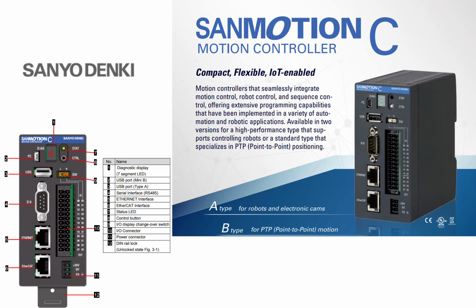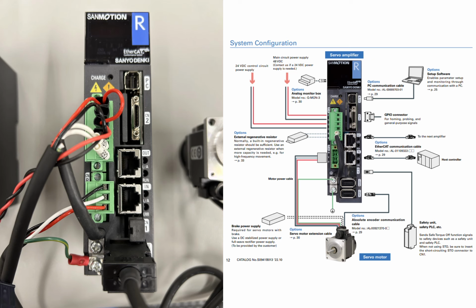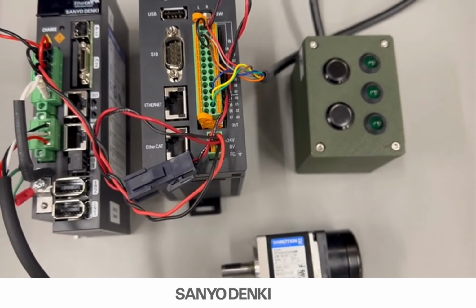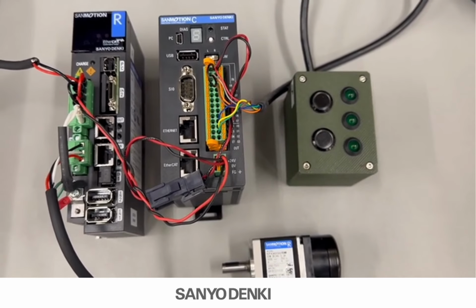In this video, we're going to be doing a configuration using our SANMOTION CS100-B controller, which is most likely to control motion from point to point. We're also going to be using one of our R series amplifiers with 24 volts DC and our motor with a 17-bit resolution absolute encoder.